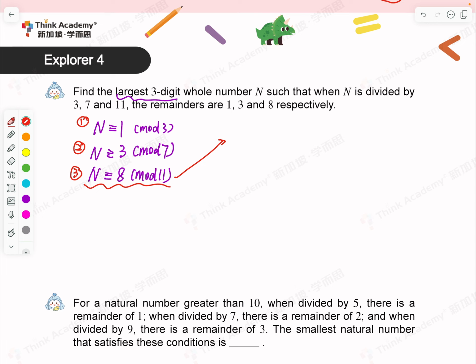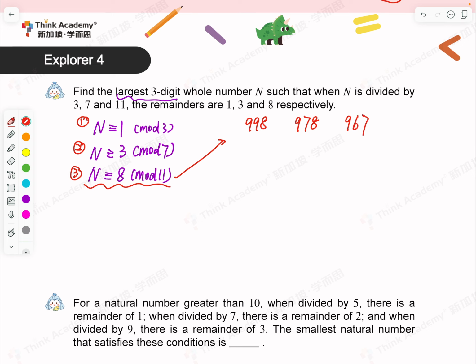Then divide by 11, the remainder is 8. We can find maybe 990. Yes, I can exactly divide by 11. So if I want to keep the remainder as 8, of course, the first one is 998. Okay, 998. And after that, minus 11, 987.